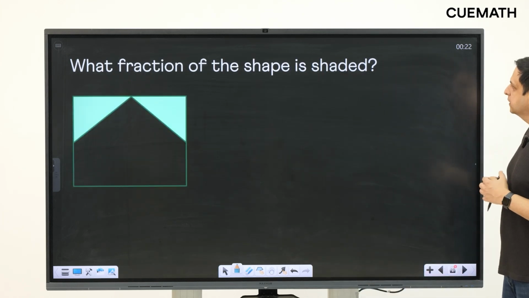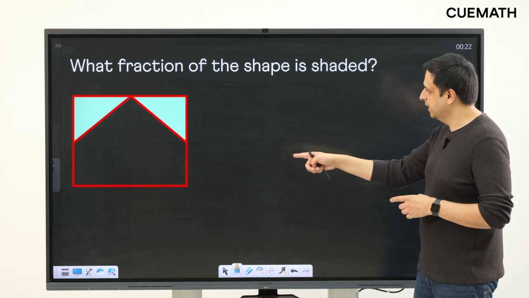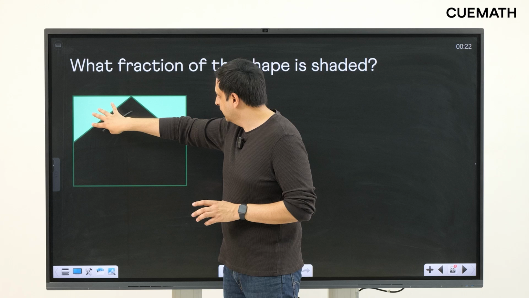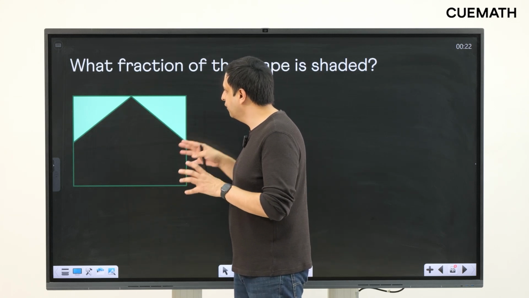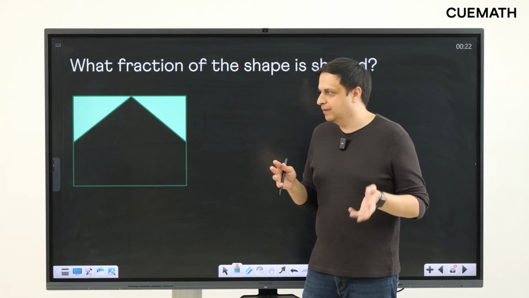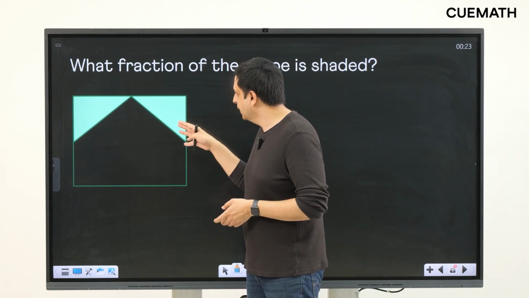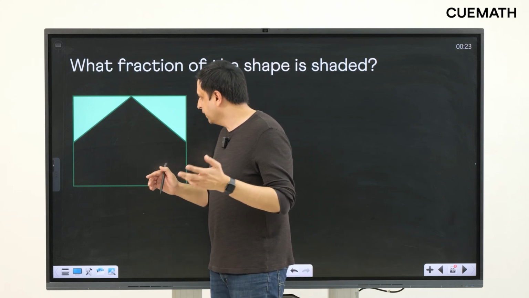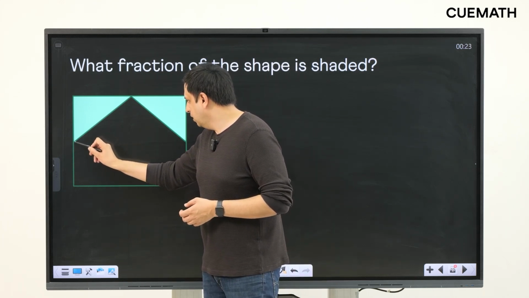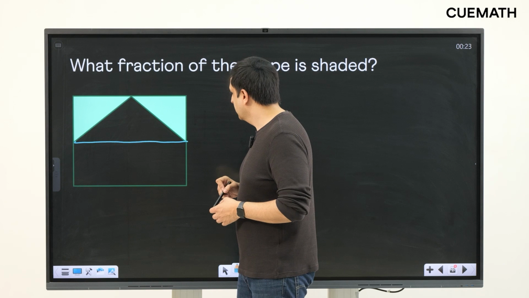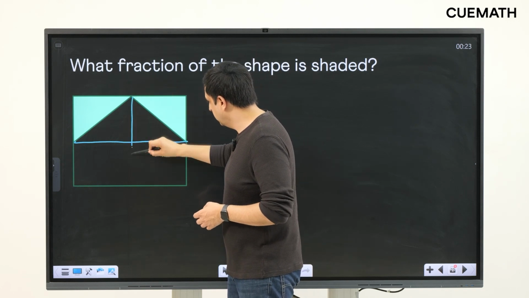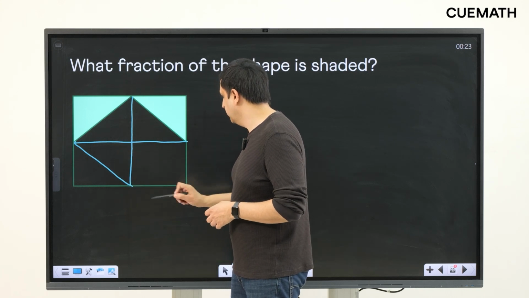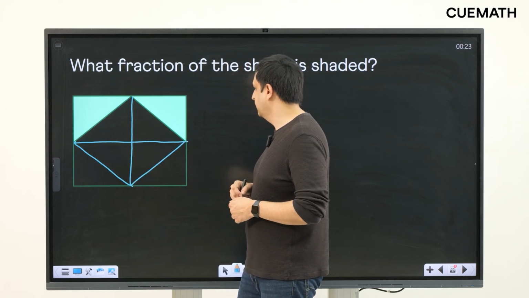All right. What fraction of the shape is shaded here in this picture? So let's try and figure that out. So we have this triangle here, we have this triangle here. So how do we find out what fraction the shaded area represents? For that, we have to figure out how the shape has been divided and how these parts have been created. So what we can do is, I can draw a horizontal line like this, and then a vertical line like this, and then I can also draw this oblique line, slanting line here, and this slanting line here like this.